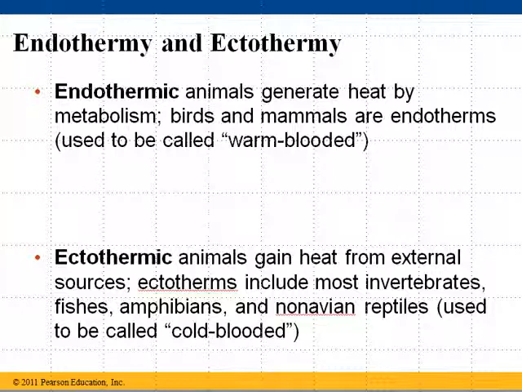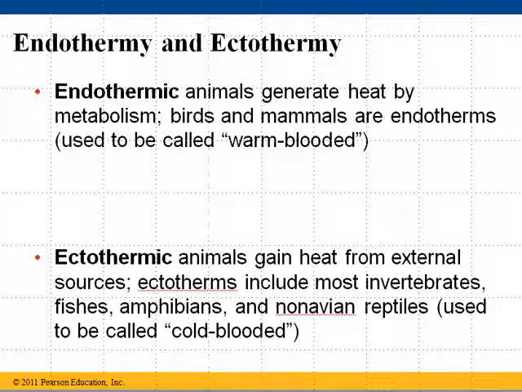Then the other camp would be ectothermic. Ectothermic is animals that gain heat from external sources, or their primary source of heat is external sources. Ectotherms include most invertebrates, as well as fishes, amphibians, and non-avian reptiles like lizards and snakes, turtles, and the like. And we used to perhaps call these cold-blooded.